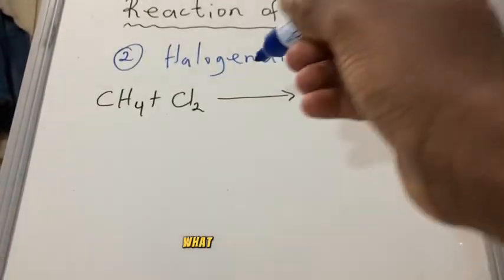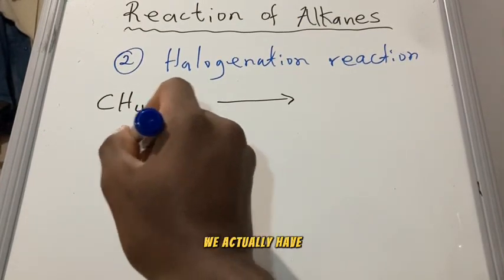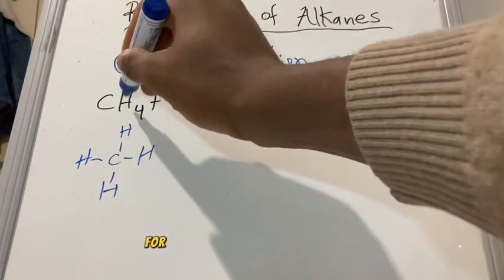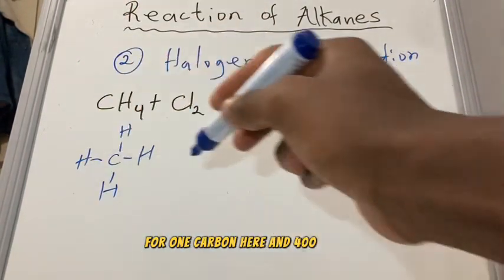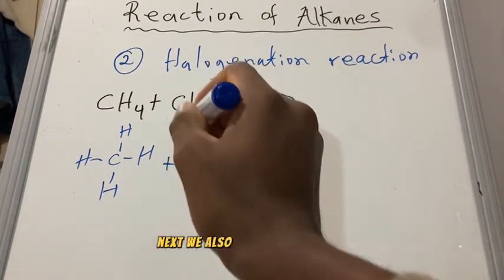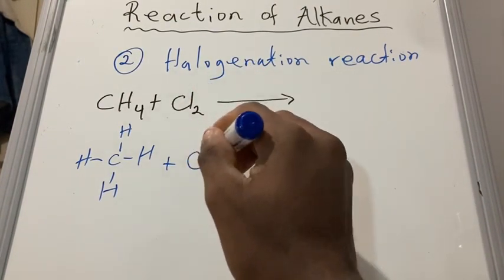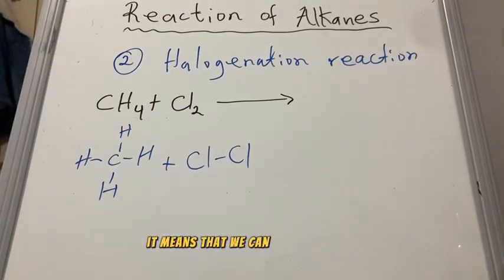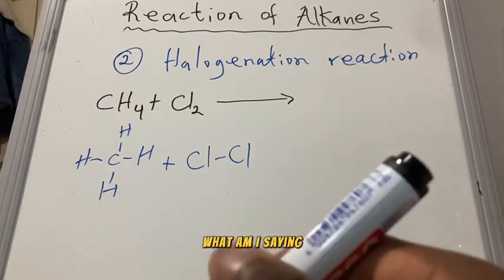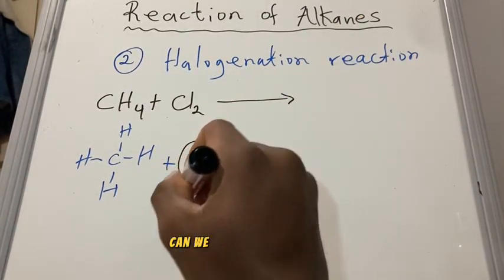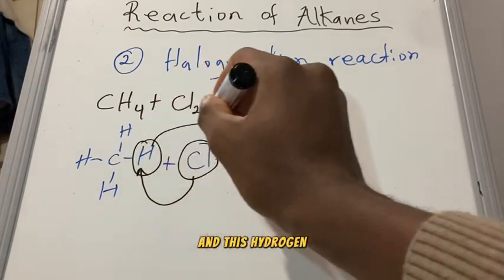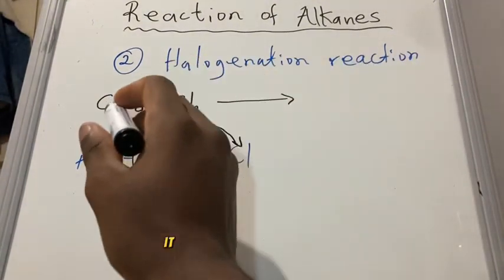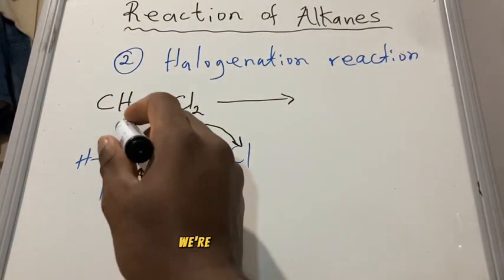So what am I saying? We actually have 4 hydrogen here, 1 carbon here and 4 hydrogen around it. Next, we actually have 2 chlorine here. Cl2 means 2 chlorine. It means that we can do a substitution. This chlorine can replace this hydrogen, and this hydrogen can replace this chlorine. And so when that happens, it means that we're going to rewrite this.